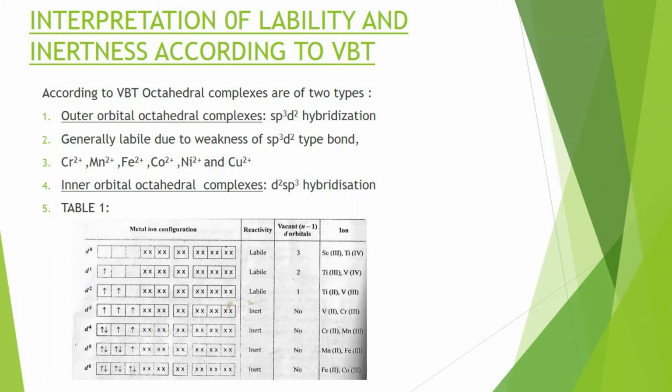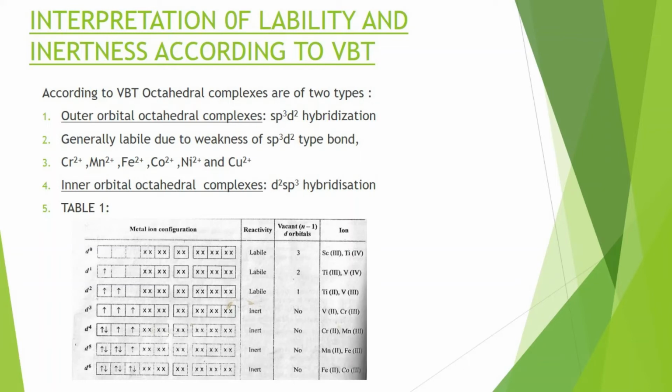Now, the inner orbital octahedral complex. These complexes are formed by d2sp3 hybridization. Here the d orbital used is the inner d orbital. In this table, you see that 6 hybrid orbitals are filled with electron pairs donated by 6 ligands in all the configurations from d0 to d6 and are denoted by cross.